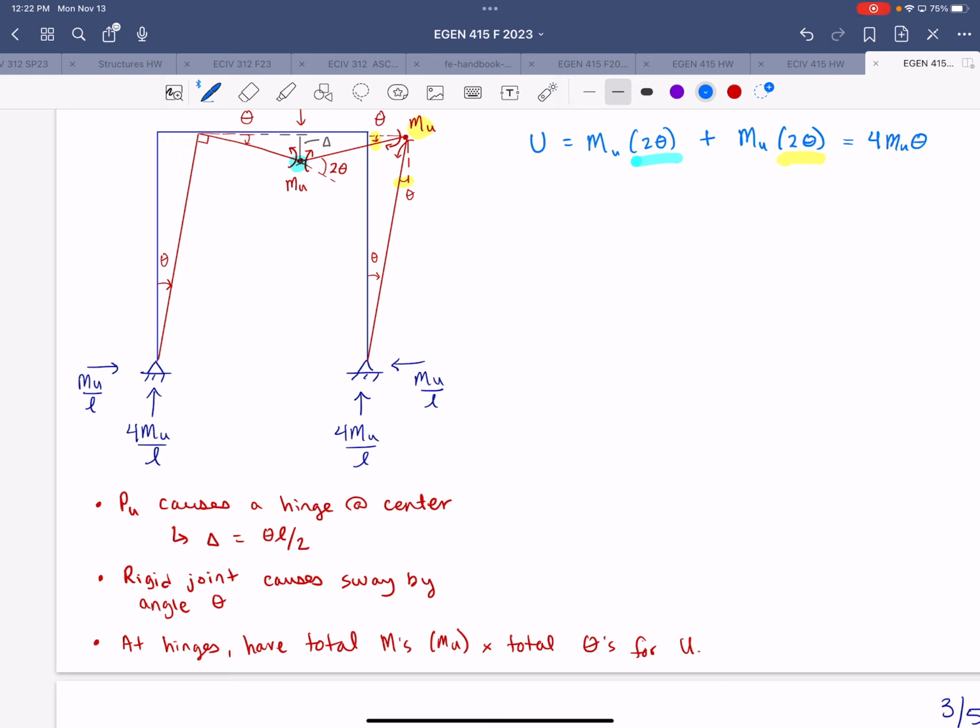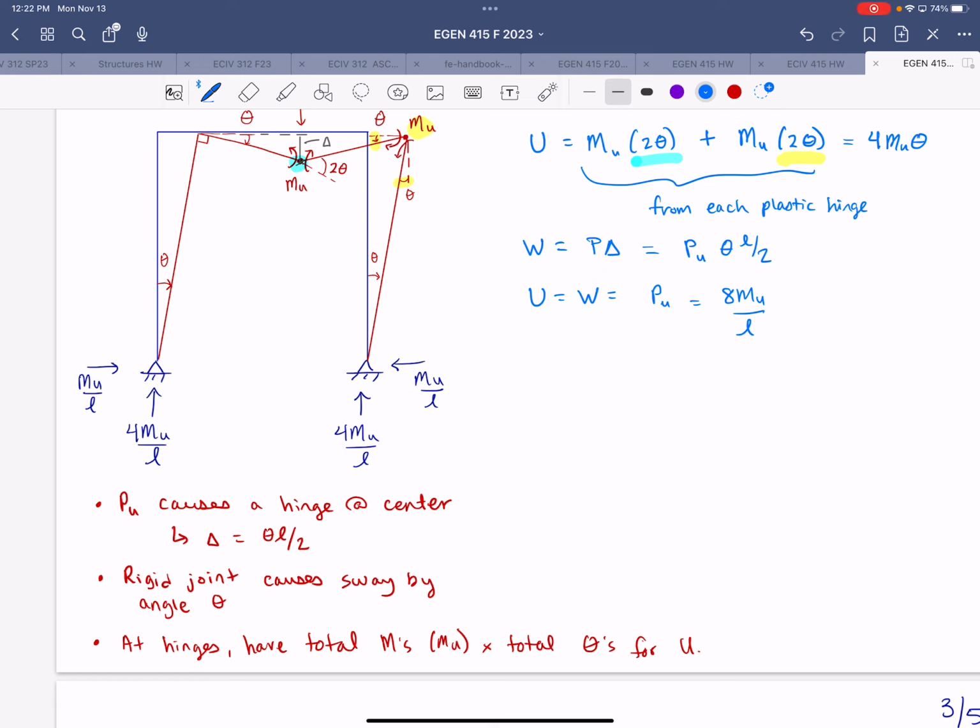So our total internal strain energy is the same. Again, these are from each plastic hinge. And our work is equal to P delta again, which is still P U times theta L over 2. So setting our internal strain energy equal to external work, we get PU is equal to 8mu over L.